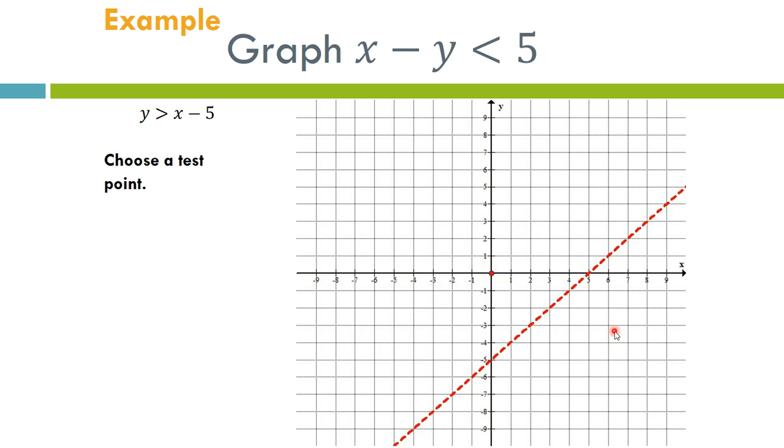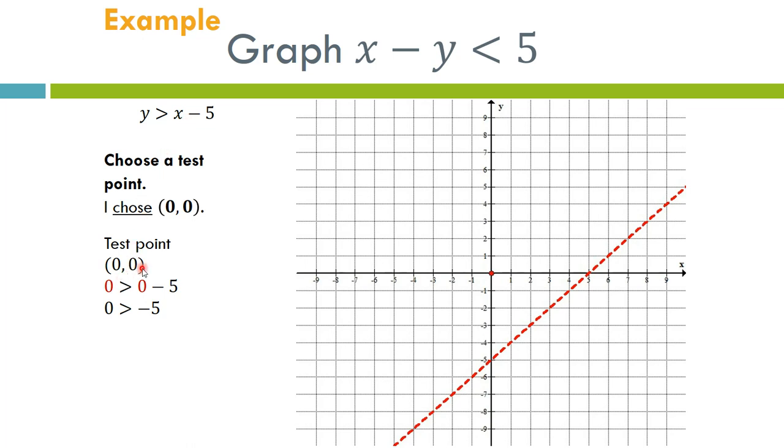Now I can choose whatever test point I want as long as it's not a point that falls on the boundary line. So for me, I typically choose 0, 0, just because it's easy and it's easy to calculate. But if you wanted to try something different, go for it, just as long as it doesn't fall on this line. So since I chose 0, 0, it doesn't fall on my line, so I'm good. I'm going to plug that point in to my inequality. And I'm looking to see if that coordinate makes my inequality true or if it makes it false.